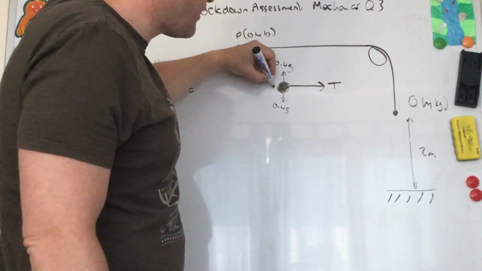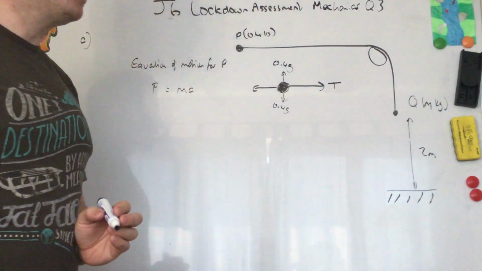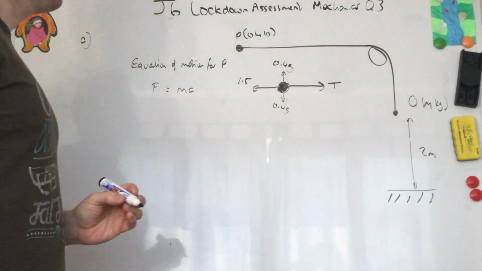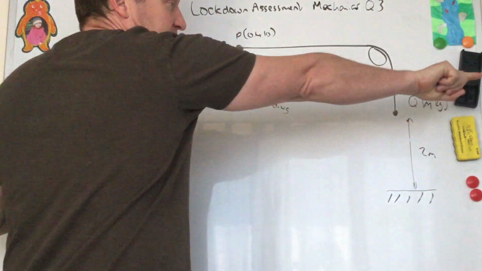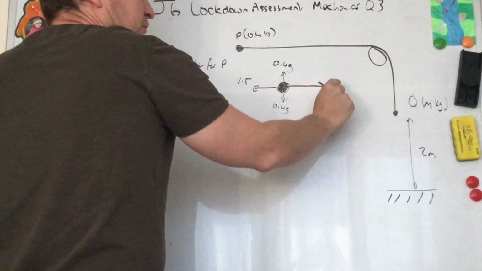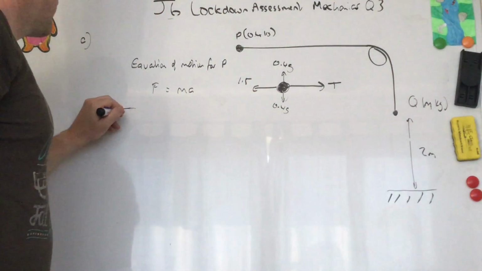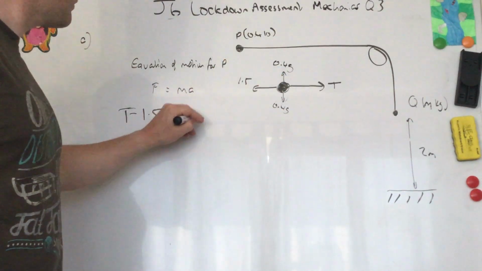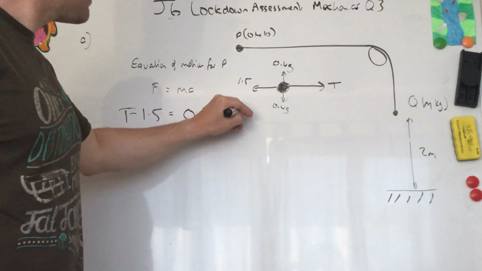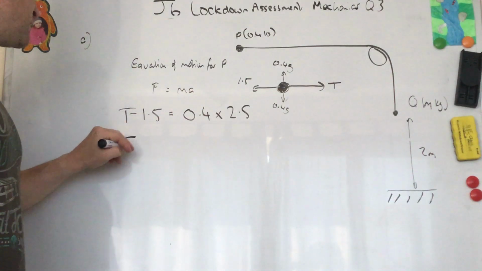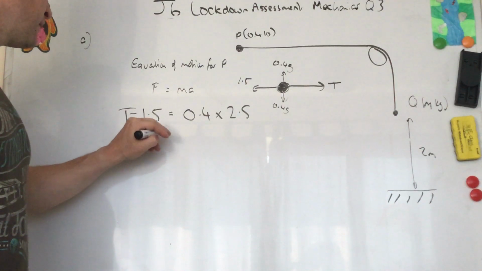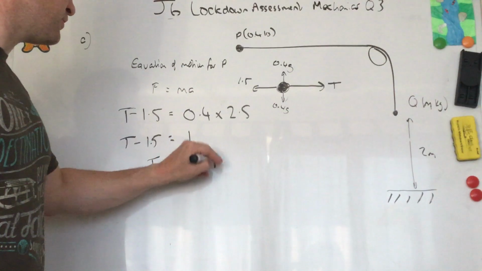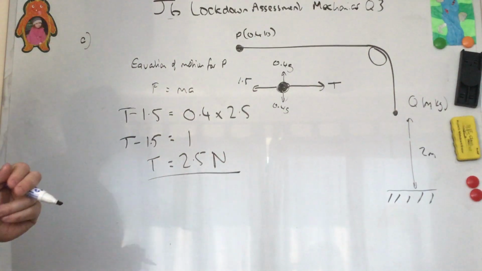It's got a tension pulling it that way, and it's got a resistance force pulling it that way, and it tells us the resistance is 1.5 newtons. So the resultant acceleration is in that direction, so the resultant force is T minus 1.5. So T minus 1.5 equals the mass, 0.4, times the acceleration, 2.5. 0.4 times 2.5 is 1, so T equals 2.5 newtons. That's it, that's all you needed to do.